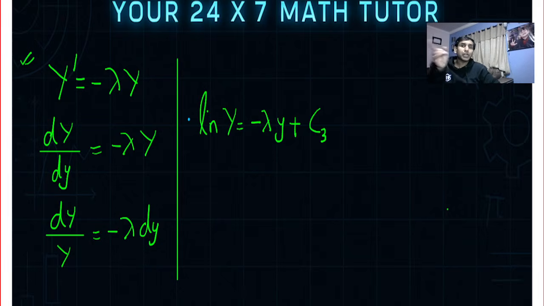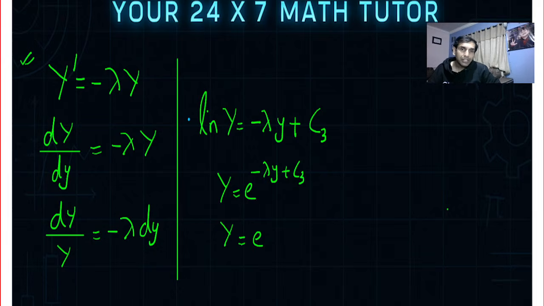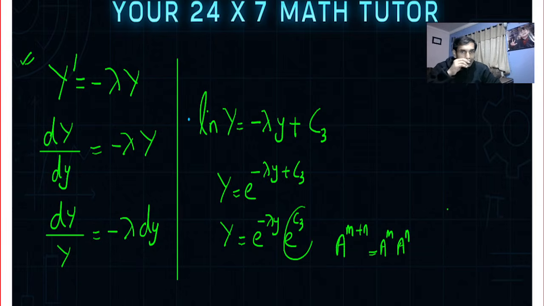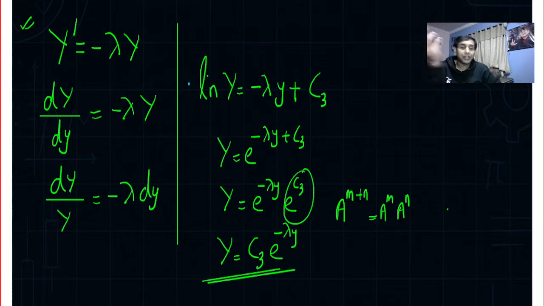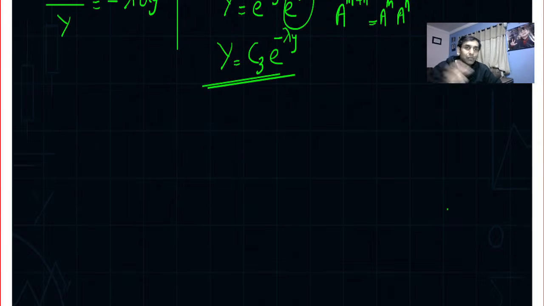We already used c1 and c2. So y is equal to e to the power minus lambda y plus c3. So y is equal to e to the power minus lambda y into e to the power c3, because a power m plus n is a power m times a power n. And this can be called another constant. I'm going to call it c3 itself. If you want, you can call it c lambda y, and that's it. We are done. Now we get the solution.